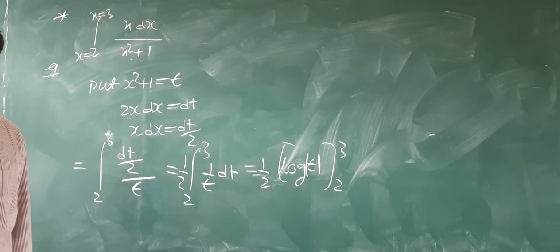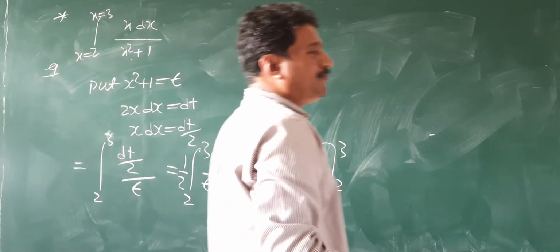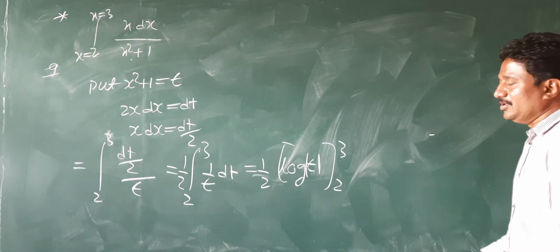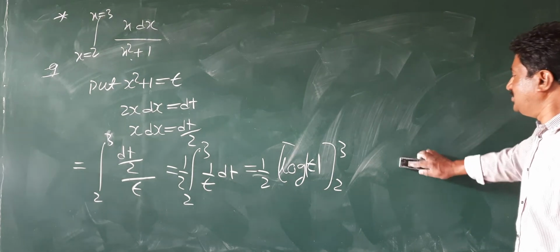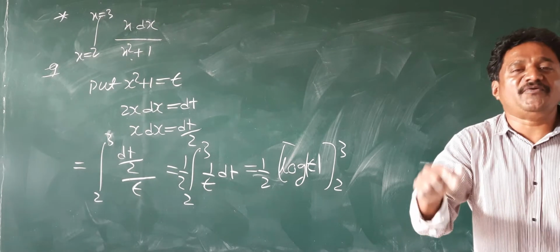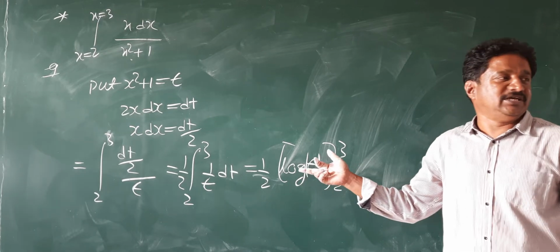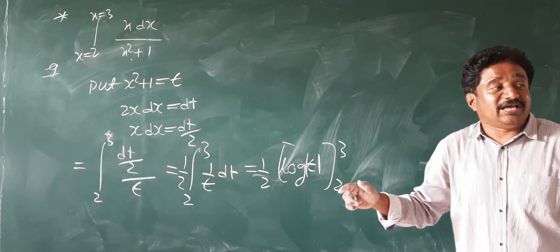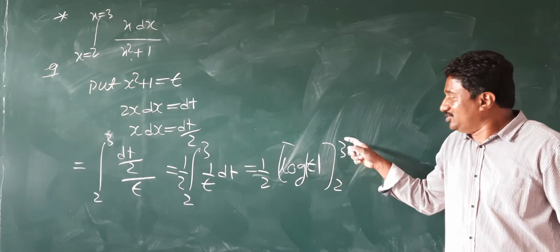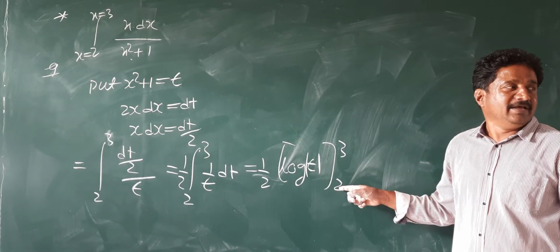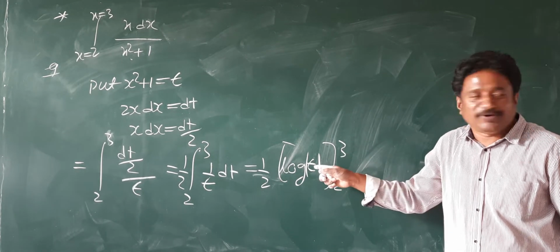Most of the students make this type of mistake. Usually most of the students are not aware of this type of mistake. The mistake which is happening in this case is that these two are x values. Is it possible to put x values for t? No.